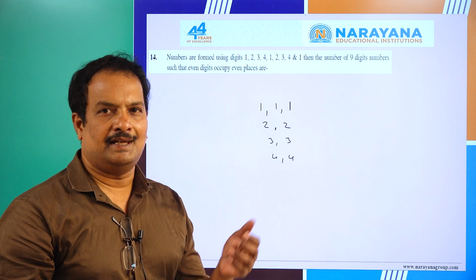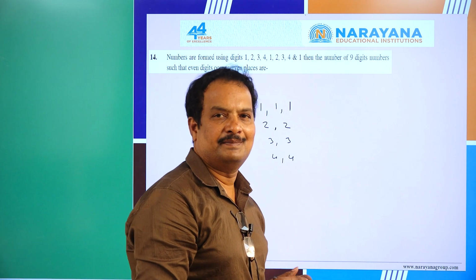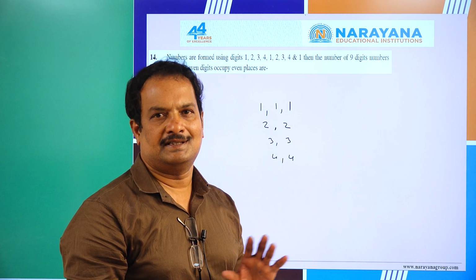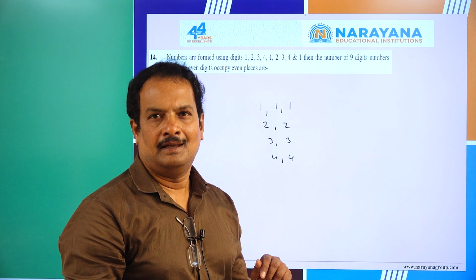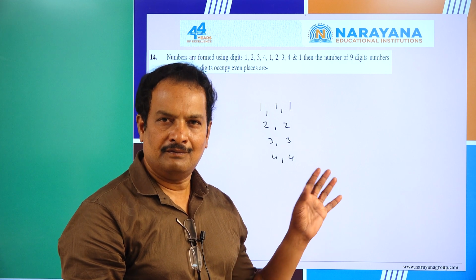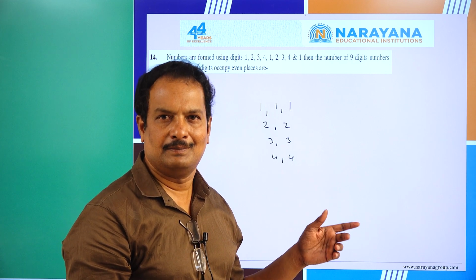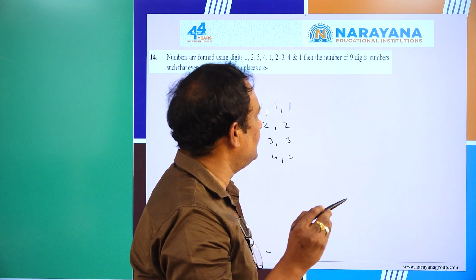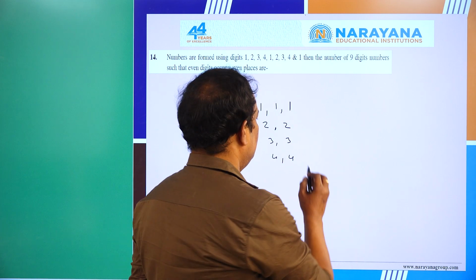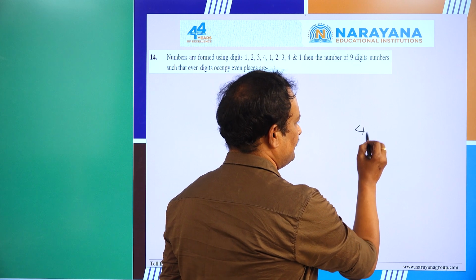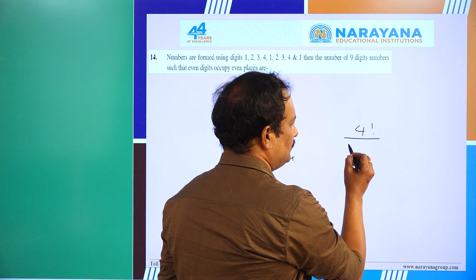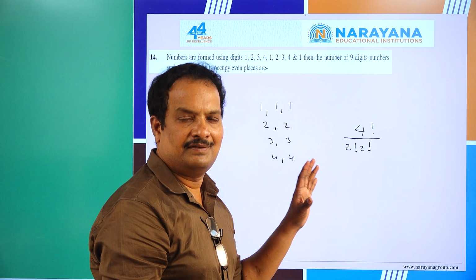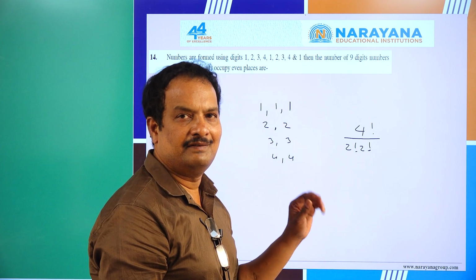So out of the places 1 to 9, what are the even places? Second place, fourth place, sixth place, eighth place. So exactly 4 places are there, and in those 4 places we have exactly 4 even digits available. So in the second, fourth, sixth, and of course eighth place, these 2, 2, 4, 4 can be arranged in 4 factorial by 2 factorial into 2 factorial ways. This is the number of ways of arranging 2, 2, 4, 4 in the even places.